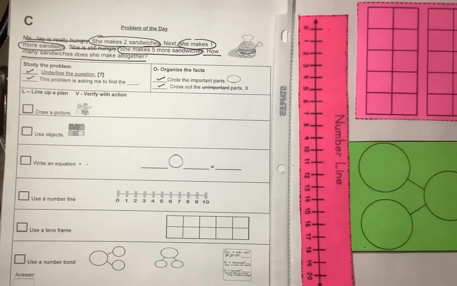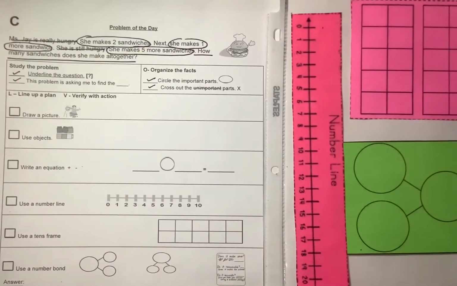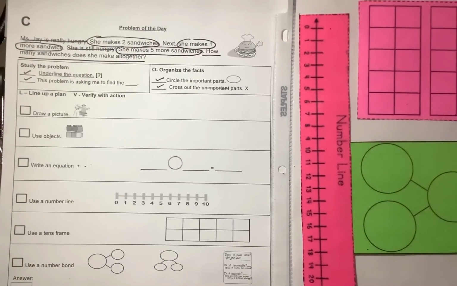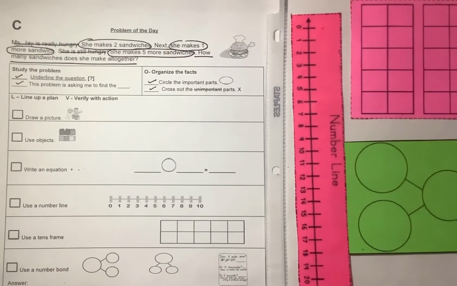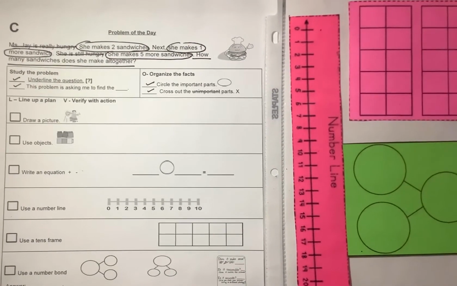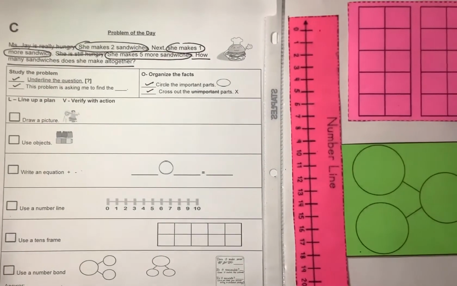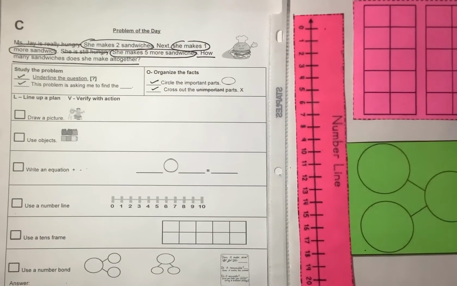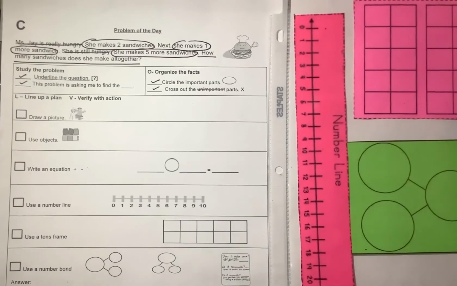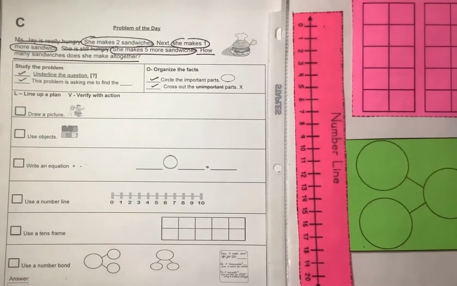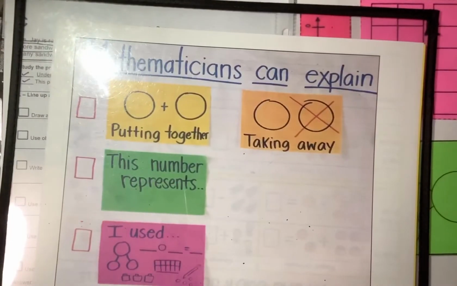Let's think about what this problem is asking us to find. And readers, we can use our picture clues. So the problem is asking us to find the amount or the number of sandwiches Miss J made in all, right? So I went ahead and checked all my steps, and now it's the letter L. L, we line up a plan. And when we line up a plan, we think about mathematicians.